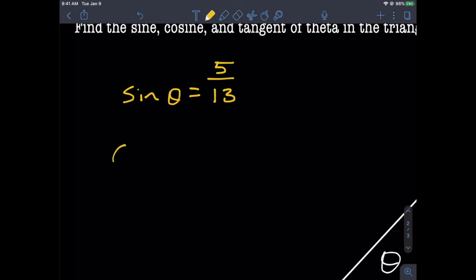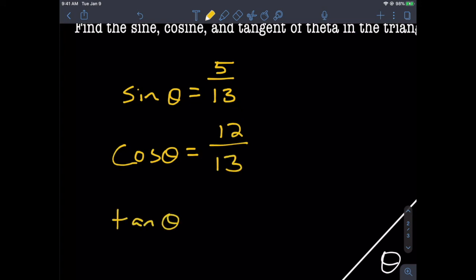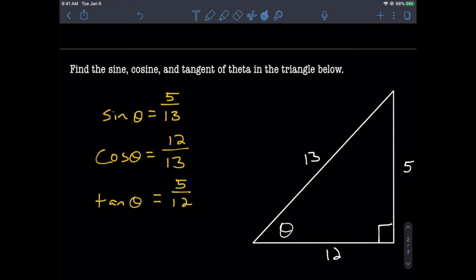Moving on, we have cosine, which is CAH, which is adjacent over hypotenuse. That's 12 over 13. And then finally, we have tangent, TOA, which is opposite over adjacent, or 5 over 12. And that's all she wrote, folks.